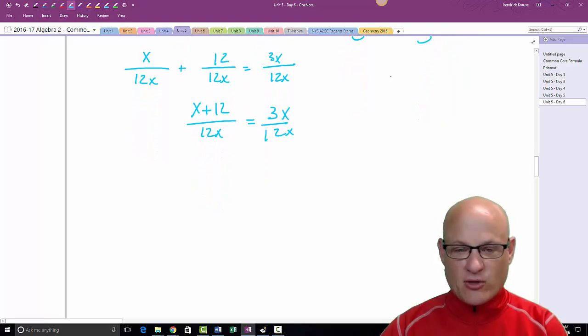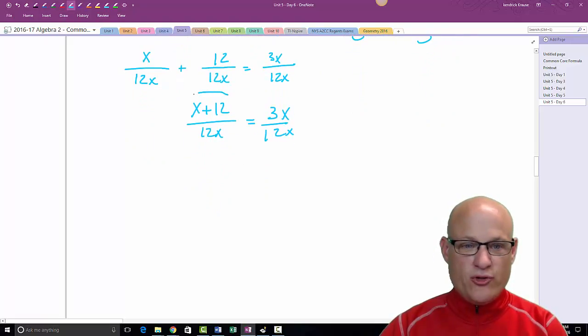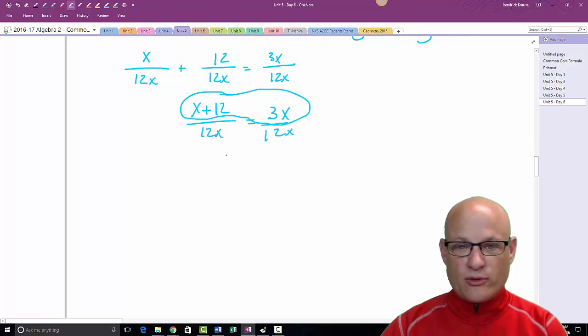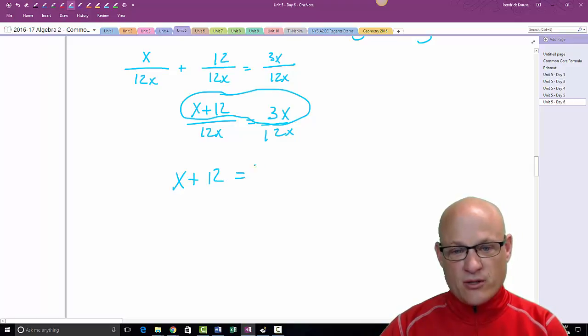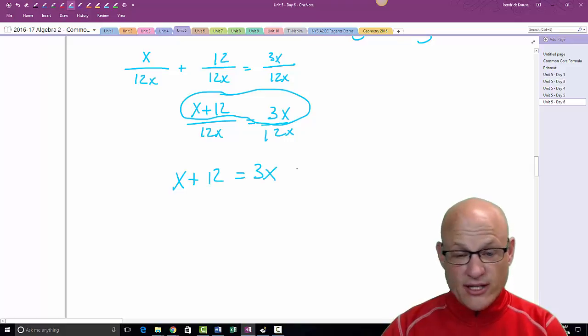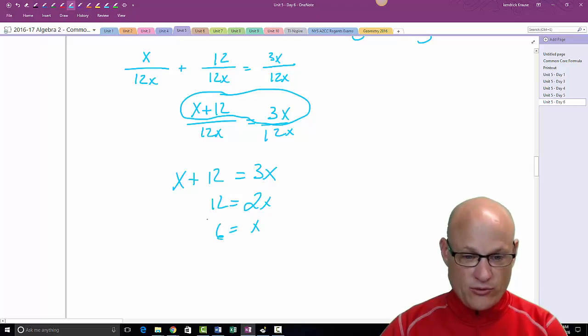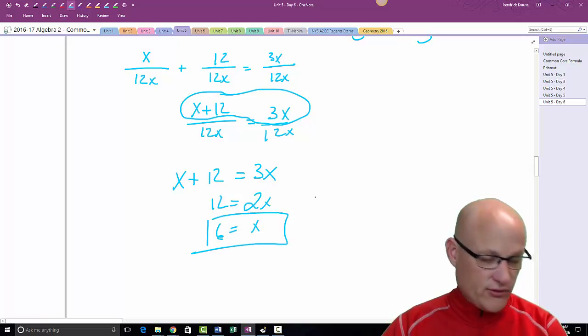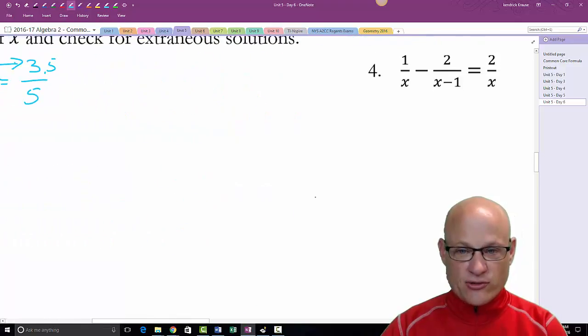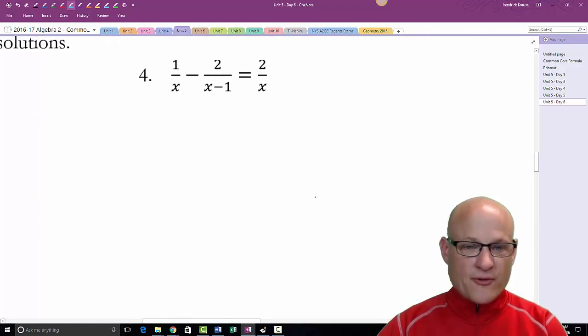So at that point, that's all we're going to do here. We just want to make sure that these two numerators are going to be equal to each other. So we set them equal to each other. x plus 12 equals 3x. That's it. That's all you got to do. Bring the x over. I get 2x equals 12, or x equals 6. Simple as that, children.